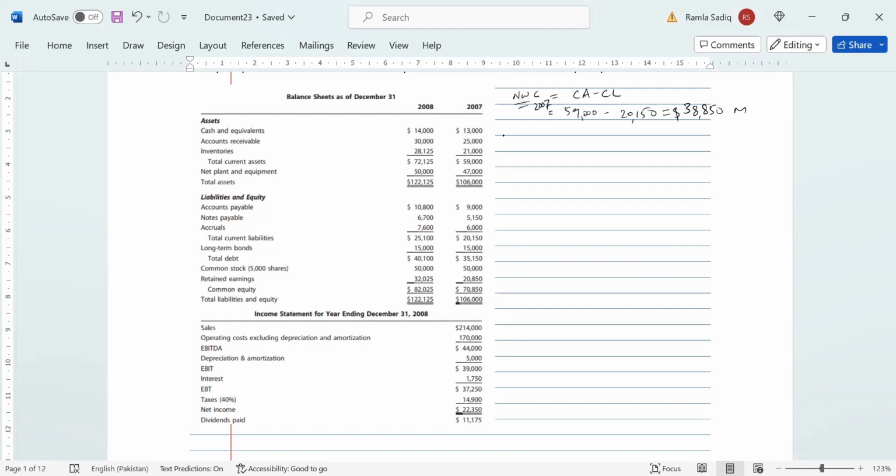All right. Now, once we have the 2007 number, we can also calculate the 2008 number. Net working capital for 2008, again, is equal to current assets minus current liabilities. For 2008, our current assets are equal to 72,125, and our current liabilities are equal to 25,100. That means our net working capital for 2008 is equal to $47,025 million.